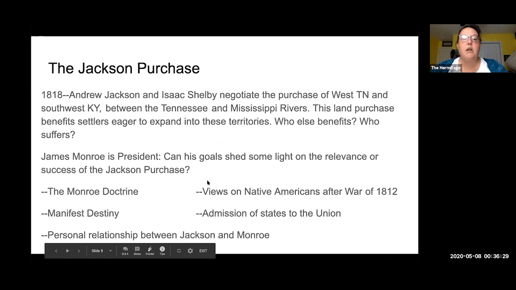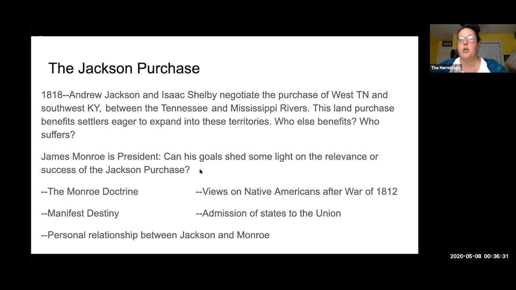All right, and I wanted to give you an example of what I'm talking about when I'm suggesting that we can look at the role of the president related to seemingly unpresidential topics. The one I chose was the Jackson Purchase. Those of you in West Tennessee especially are familiar with it. This happened in the year 1818.